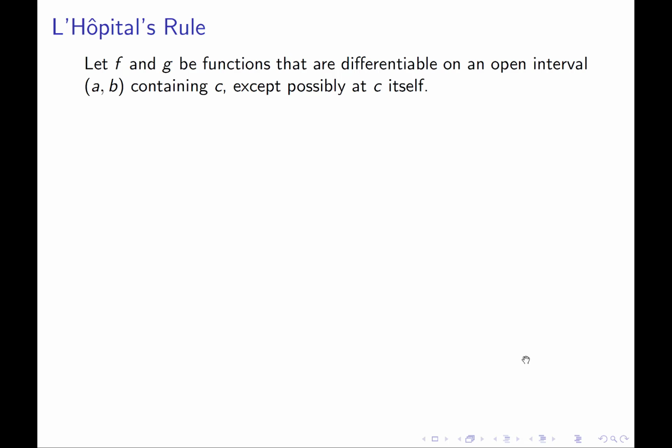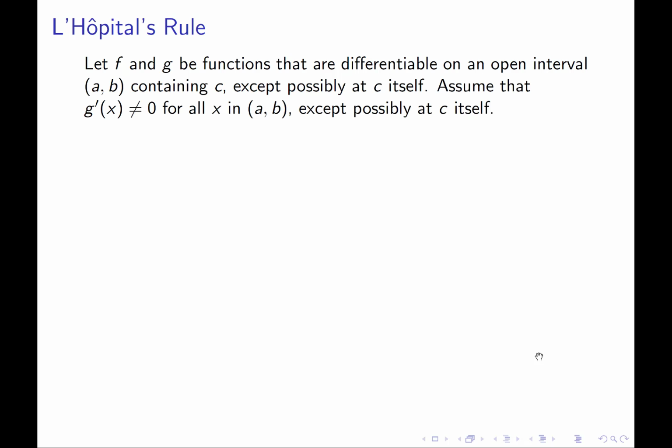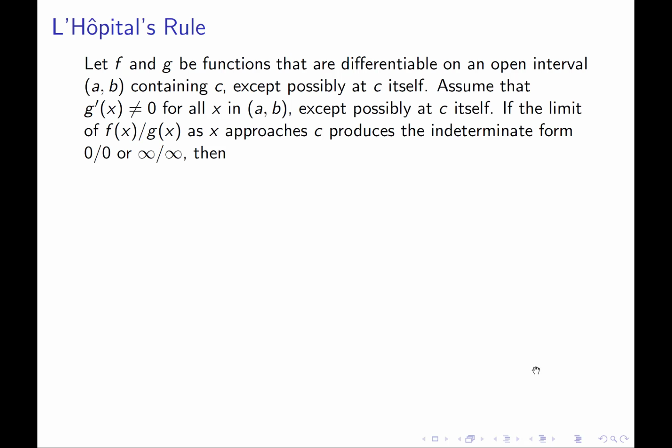And the second requirement is assume that g prime of x is not equal to 0 for all x in that same interval, except possibly at the point itself. And then lastly, if the limit of f of x divided by g of x as x approaches c produces the indeterminate form 0 over 0 or infinity over infinity. Now, that's a lot of words. So if you're confused at this point, watch the next minute and a half and then go back and see if this makes a little bit more sense.